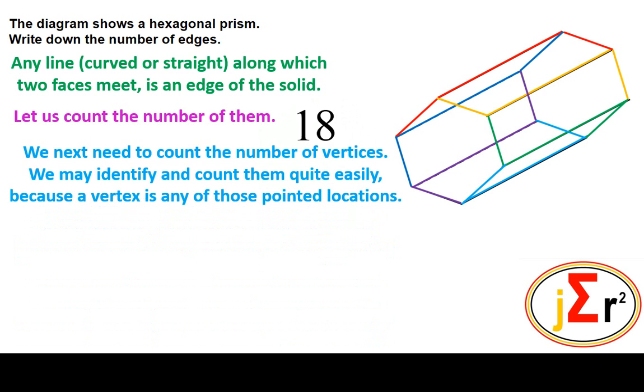We may identify and count them quite easily because a vertex is any of those pointed locations. A vertex is any of those pointed locations. Let us count them. 1, 2, 3, 4, 5, 6, 7, 8, 9, 10, 11, 12 of them.